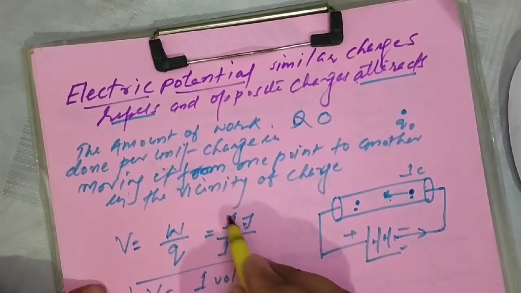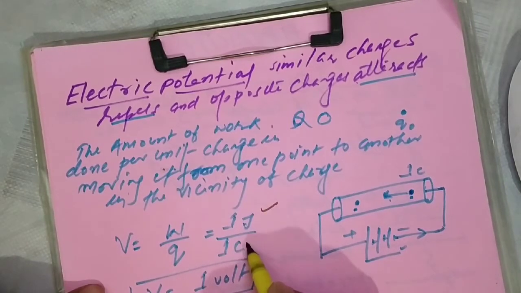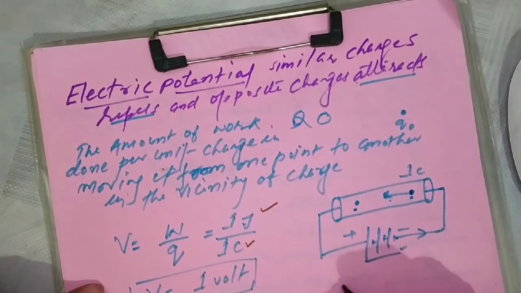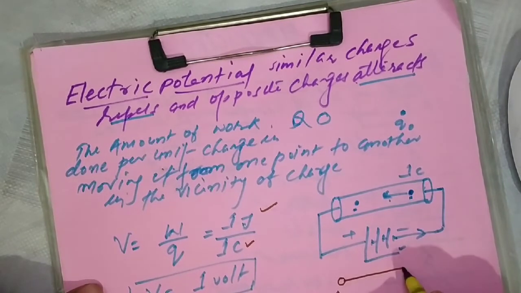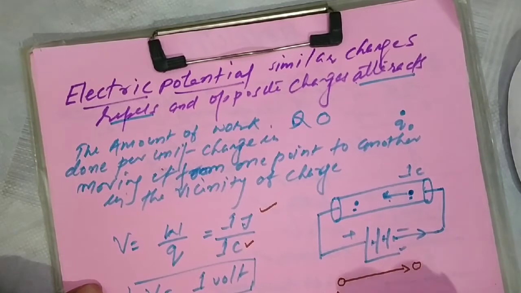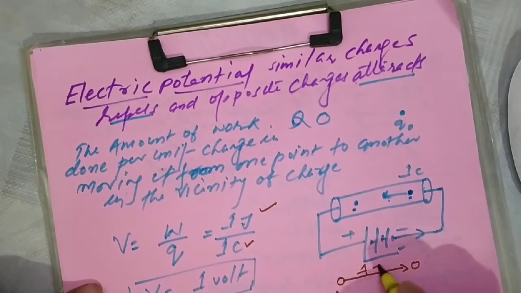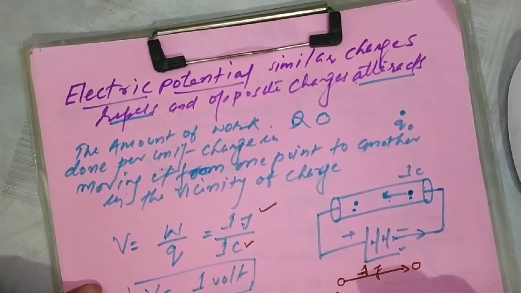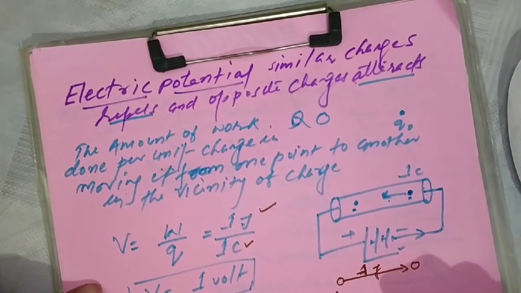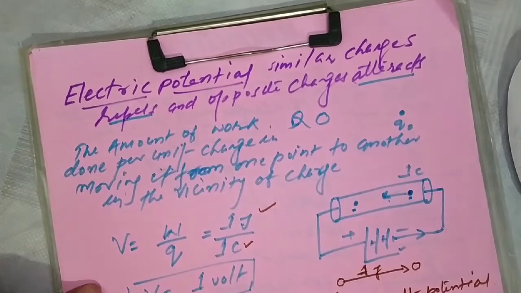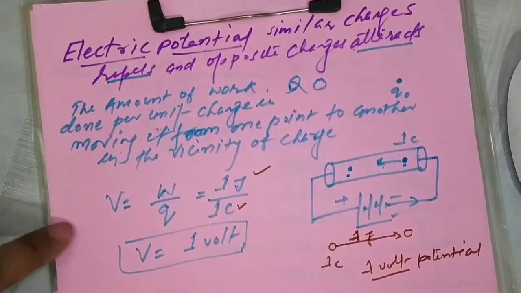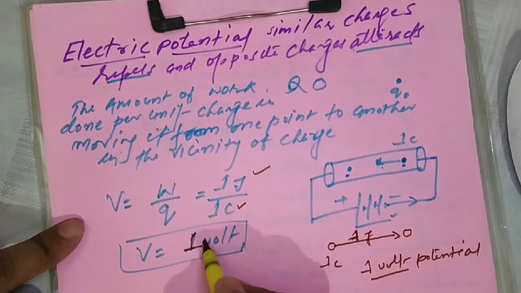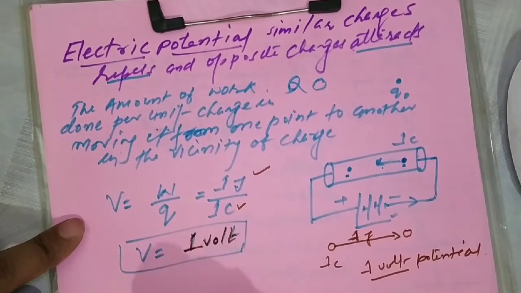When work is 1 joule and charge is 1 coulomb. For example, I just illustrated, this is 1 coulomb charge and you move it from this point to this point and you have done 1 joule of work. In this case, we have to apply 1 volt of potential. So the SI unit of potential is 1 volt.